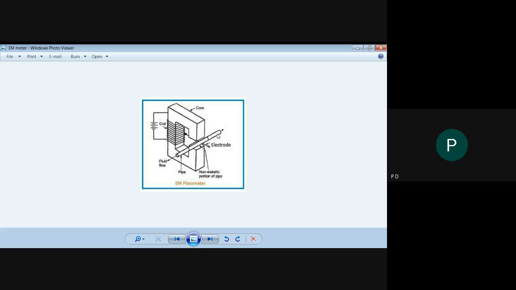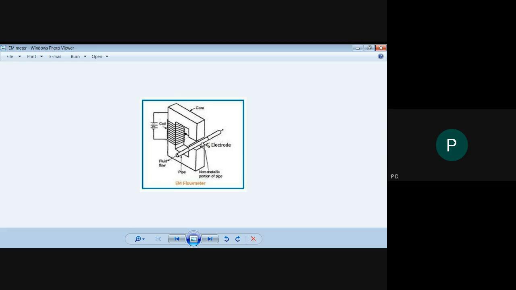Okay, then this pipe is actually made up of non-conductive material or non-magnetic alloys. Okay, so it may be made up of glass or any non-conductive material. To avoid any short circuit, the material of the pipe should be non-conductive only, because we are going to pass a conductive fluid through it, and we inserted two electrodes across which we get the electromotive force.